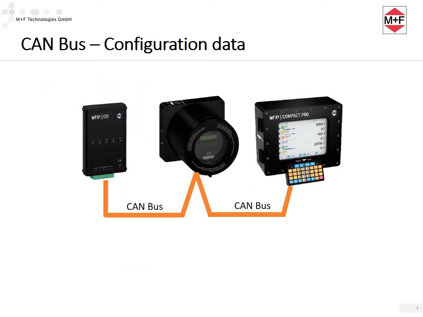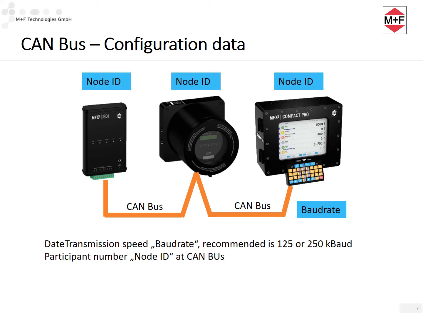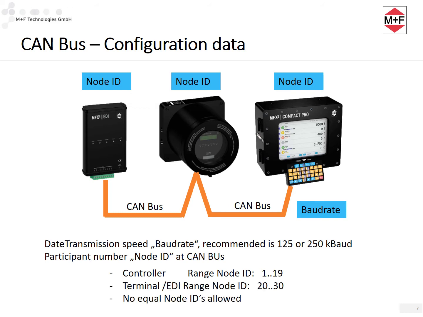To enable communication via the CAN bus, the transmission rate must be set identically on all devices involved. 125 or 250 kilobaud transmission rates have proven successful in practice here. Each of the connected devices must have its own unique bus ID. For controllers, the range from 1 to 19 is available here, and for terminal and EDI devices, the node ID range is from 20 to 30.